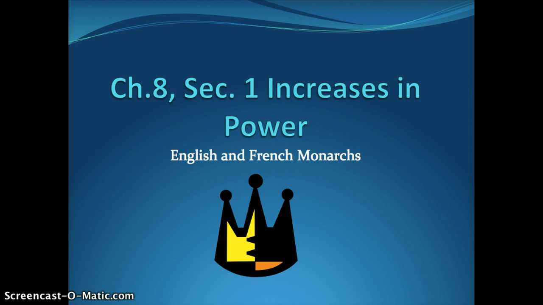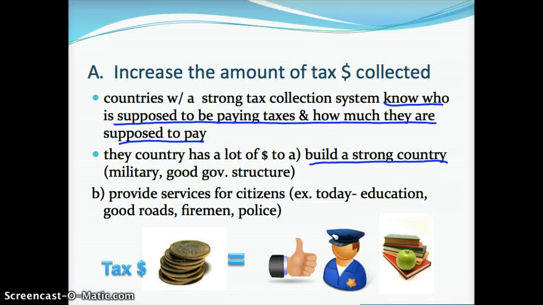So first up, we have the issue of tax money, collecting tax money. How does this help a monarch? So the first bullet tells you how it's helpful in that you know who's supposed to be paying taxes and how much you're supposed to pay. So this happens in modern times. People pay property taxes based on the value of their property. They also have to pay income taxes based on how much they make.